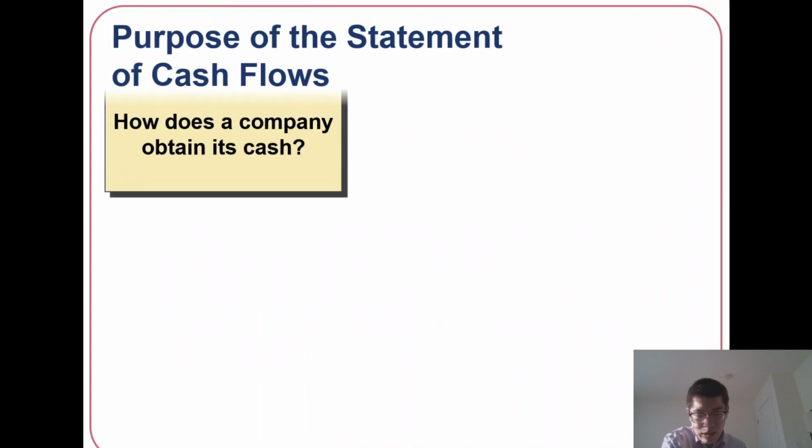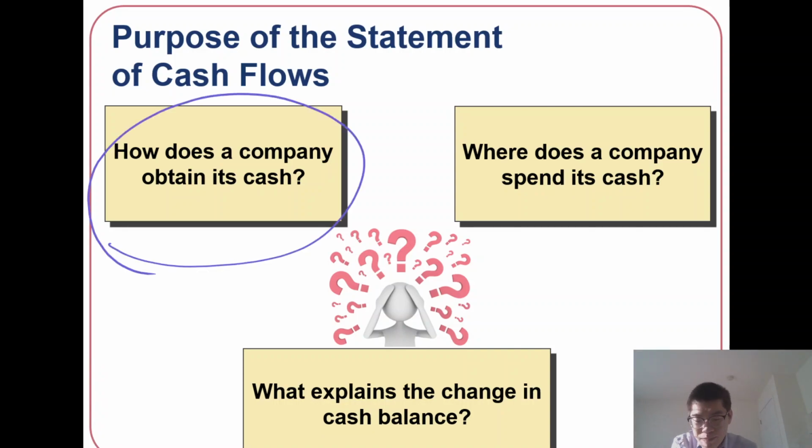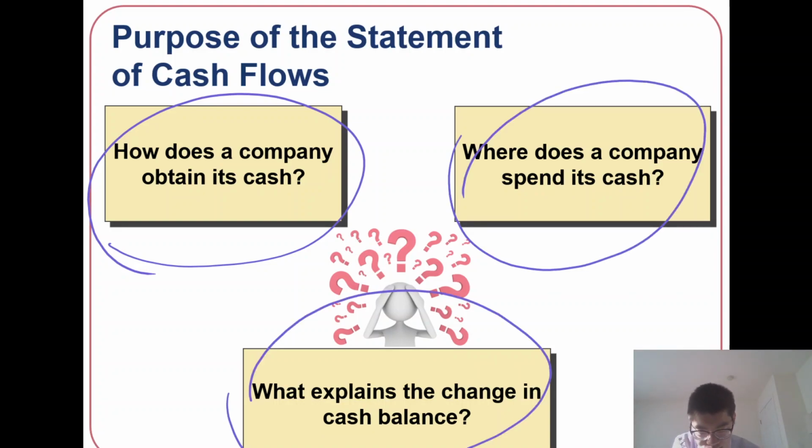Before we start, there are several questions we need to ask. First of all, why do companies have to have a report for cash? What's the purpose of having this statement of cash flows, and what purpose does it serve for a company? From the cash flow statement, we can see how does a company obtain this cash, where does the company spend its cash, and what explains the change in cash balance?